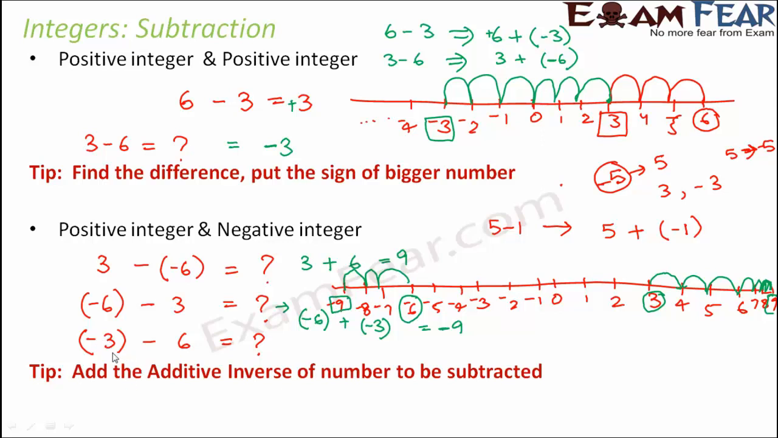Let us look at the third example, minus 3 minus 6. So minus 3 minus 6 is same as minus 3 plus minus 6. And this would again be equal to, again you are adding two negative integers, so find their sum, put a negative sign. So in this fashion you can look at the subtraction of integers, whether it is positive integer or a positive negative integer.